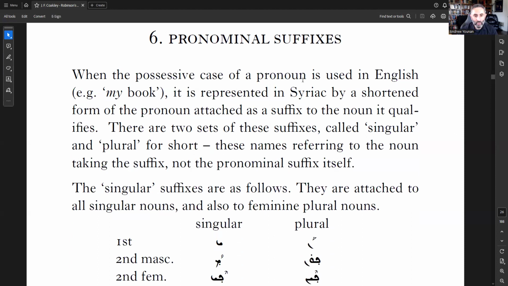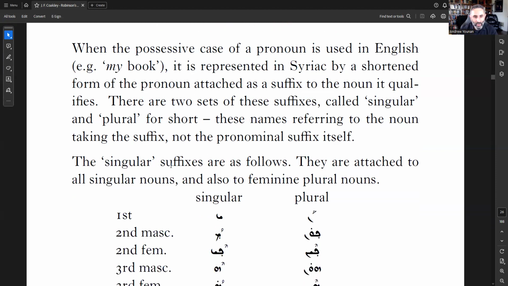When the possessive case of a pronoun is used in English, for example, my book, it is represented in Syriac by a shortened form of the pronoun attached as a suffix to the noun it qualifies. There are two sets of the suffixes called singular and plural for short. I've talked about how that's maybe not the best way to think about them. These names refer to the noun taking the suffix, not the pronominal suffix itself. So he's making the same point that I did.